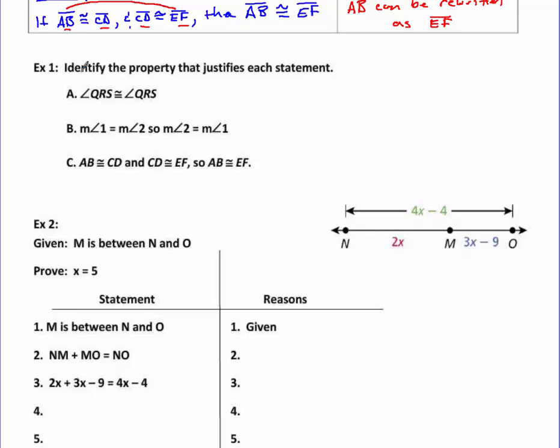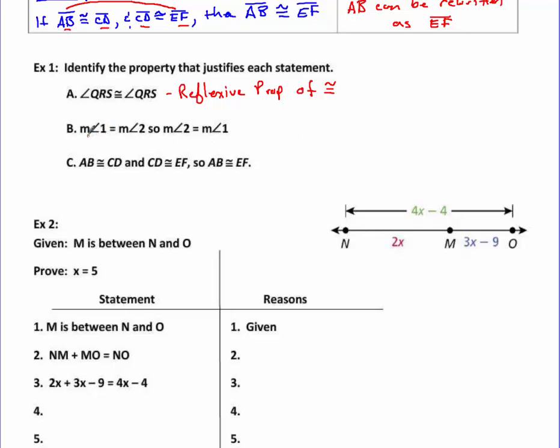So real quickly, take a look at these couple of statements and tell which property justifies each statement. So this one says angle QRS is congruent to angle QRS. Hopefully you see that's the same thing, which is kind of like a reflection. It's the exact same thing back, so that reminds us that it's our reflexive property. And remember, it's the reflexive property of congruence.